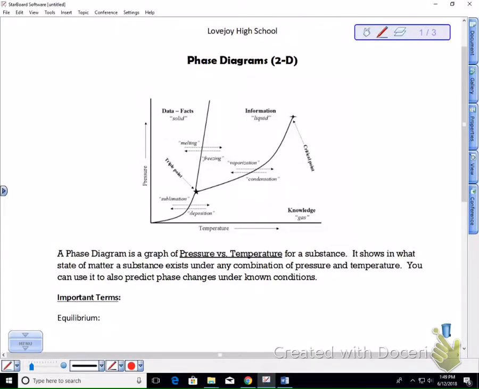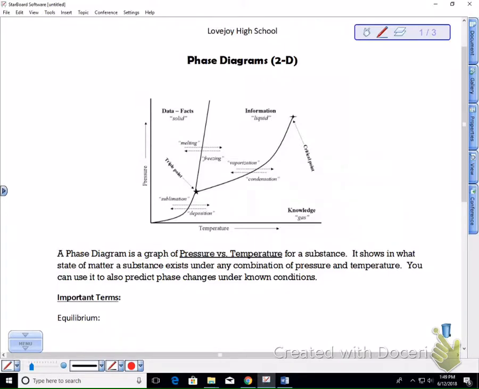Take a look at the phase diagram on your screen here. This is a two-dimensional phase diagram. There are such things as three-dimensional diagrams. Those are a little bit more complicated. So for high school, I think it's more appropriate to look at two-dimensional phase diagrams. Like any graph, these are pressure versus temperature. You have to have two variables. So pressure and temperature are the two that we're looking at here.